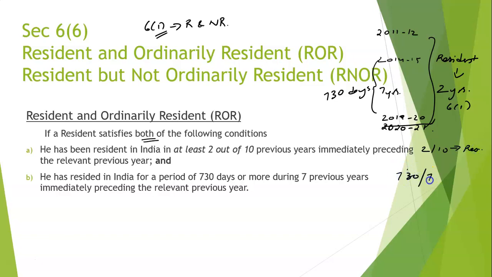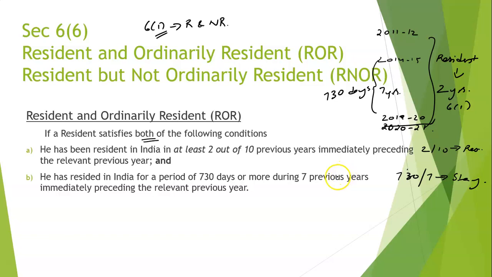730 days out of 7. Here, just stay. You do not have to become a resident, just reside. Residing and being a resident are two different things. Being a resident means satisfying conditions of section 6.1. Residing means simply staying without satisfying any condition.